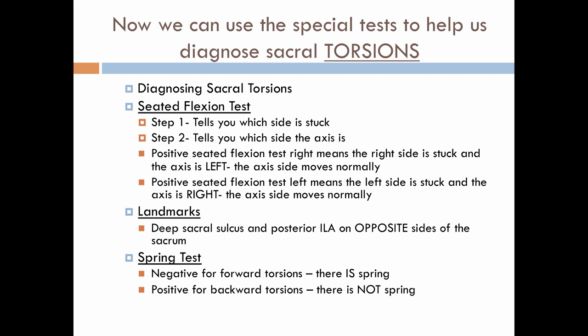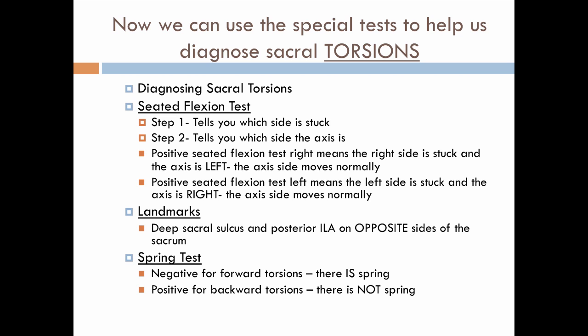So when we look at these different diagnostic steps, again, we'll start with the seated flexion test, and it will tell you, for one, which side is dysfunctional, and two, which side the axis is on. So a positive seated flexion test on the right means that the dysfunction is on the right side of the sacrum, and it is occurring, if it is a torsion, on a left oblique axis.